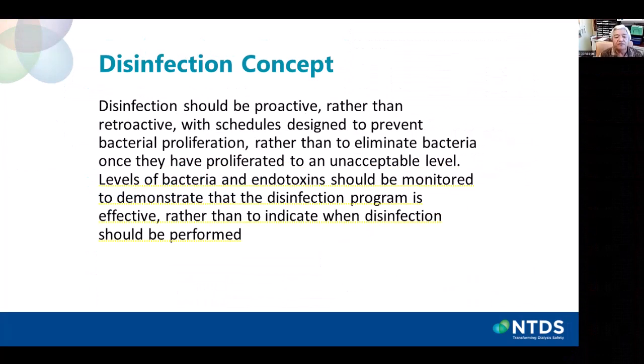Disinfection should be proactive rather than retroactive, with schedules designed to prevent bacterial proliferation rather than to eliminate bacteria once they have proliferated to an unacceptable level. Levels of bacteria and endotoxin should be monitored to demonstrate that the disinfection program is effective rather than to indicate when disinfection should be performed. If the monthly test results indicate a trend of unacceptable levels, adjustments to the frequency of disinfection of the water system may be needed. For example, if disinfection is being performed on a monthly basis, the schedule may need to be adjusted to twice a month in order to have results within acceptable levels.